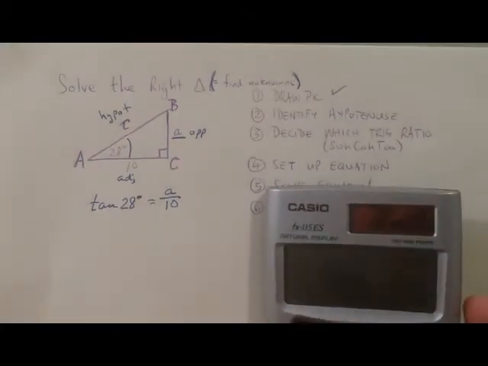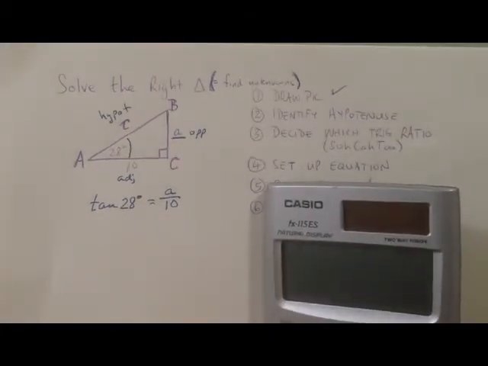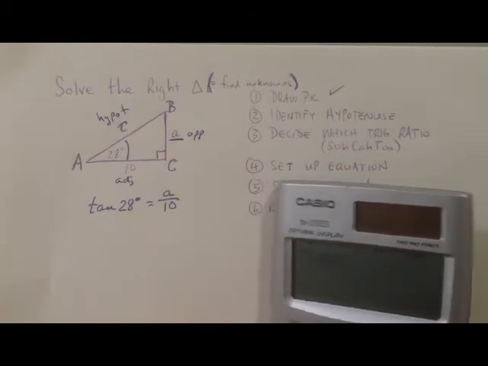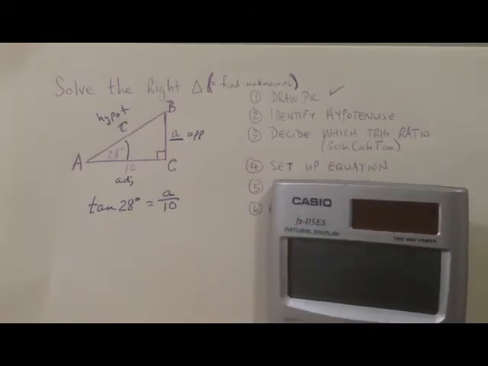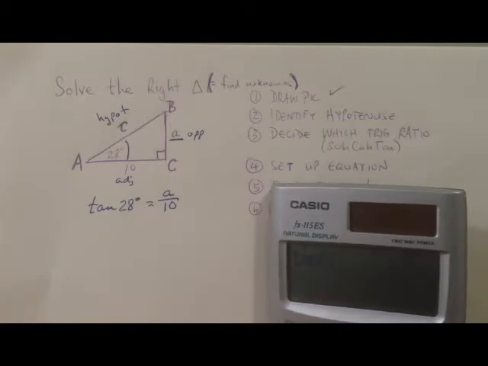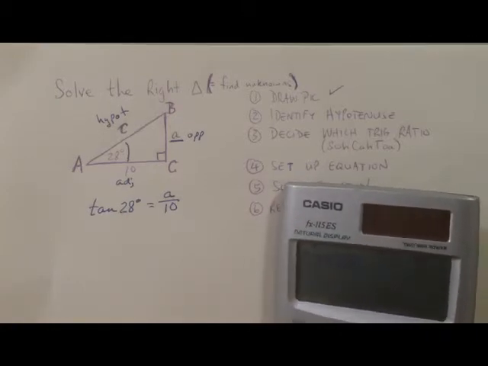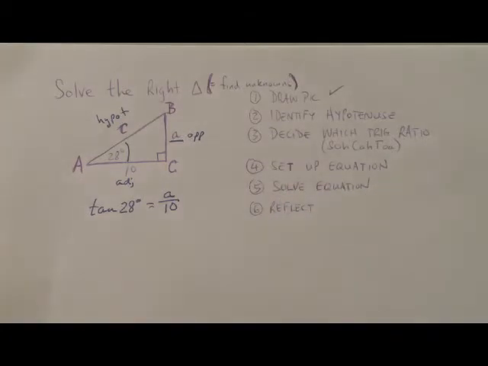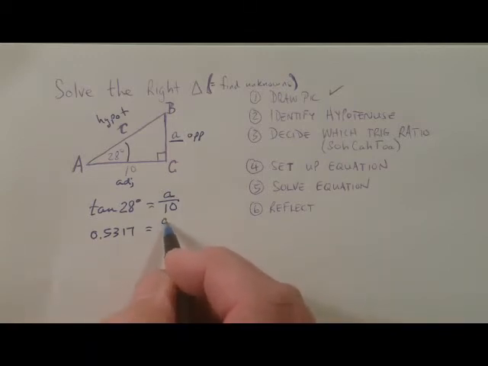Let me turn it on. I'm just going to clear that. Tan 28. And I'm going to get 0.5317. So I'm going to substitute 0.5317. The decimal approximation of tan 28 equals A over 10.